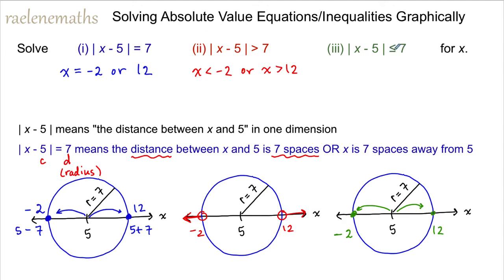But the less than is saying that x is going to be less than 7 spaces away from the center. In other words, the x-coordinates are also going to be inside the circle. And so we are going to include all of the x-coordinates in between negative 2 and 12 as well as equal to those endpoints. So our solution says negative 2 is less than or equal to x, which is less than or equal to 12.